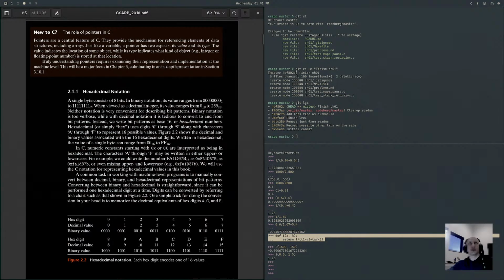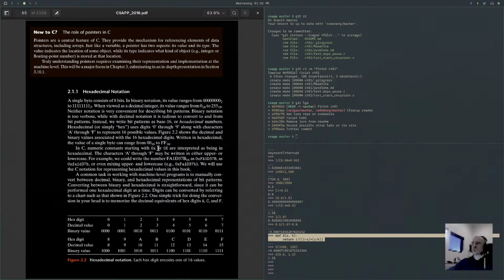Next. Another aside. New to C, the role of pointers in C. Pointers are an essential feature of C. They provide the mechanism of referencing elements of data structures, including arrays. Just like a variable, a pointer has two aspects, its value and its type. The value indicates the location of some object, while its type indicates what kind of object, e.g. integer or floating point number, is stored at that location. Truly understanding pointers requires examining the representation and implementation at the machine level. This will be a major focus in Chapter 3, culminating in an in-depth presentation in Section 3.10.1.